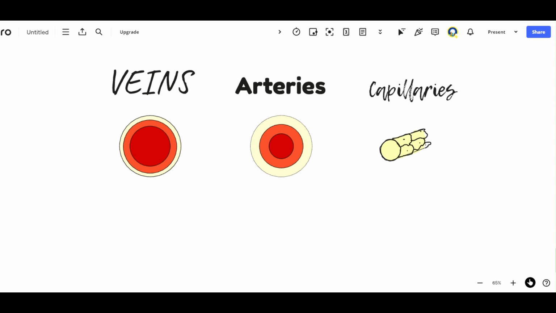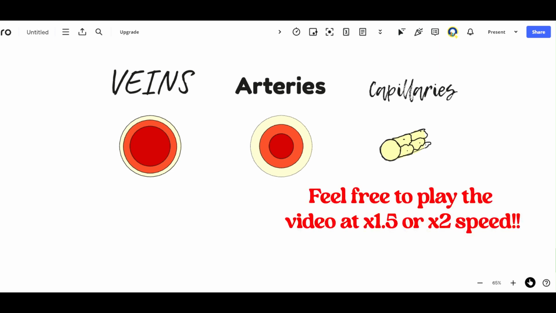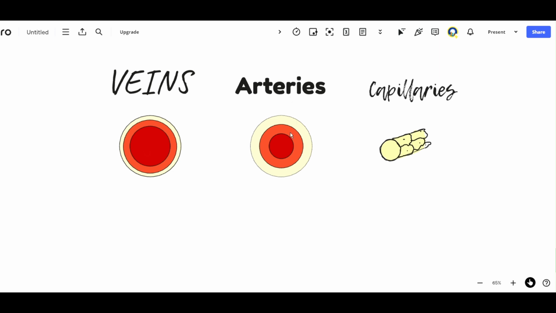In this video, I'm going to be going over veins, arteries, and capillaries. What I do suggest is that you take a paper and a pencil and sketch these out like they are shown here, and try to follow along, label as you go through, and write notes. That will definitely help you remember the features of veins, arteries, and capillaries.